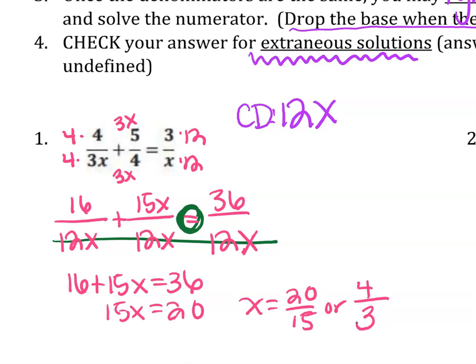Now, if you go back to your original, is that okay? Well, the only thing I'm seeing that I can't have as a denominator is 0, because that would cause those to go undefined, so x equals 4/3 is my answer. All right, so I'm going to move on to the next example.